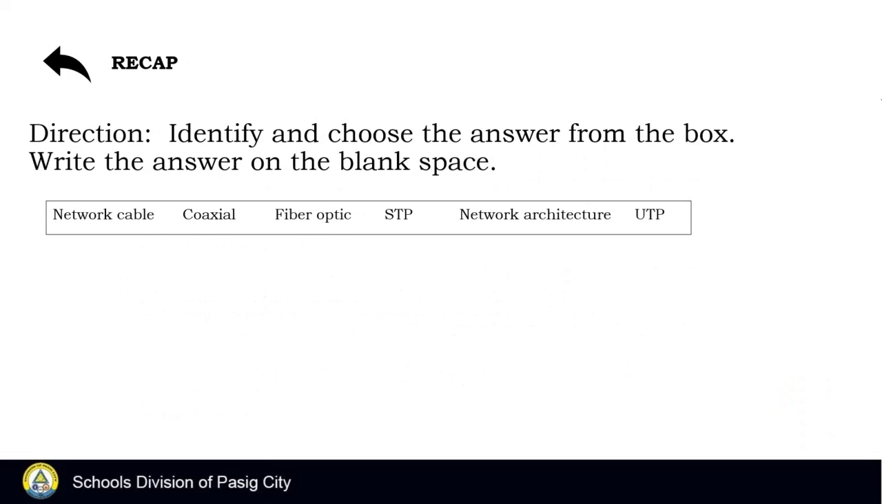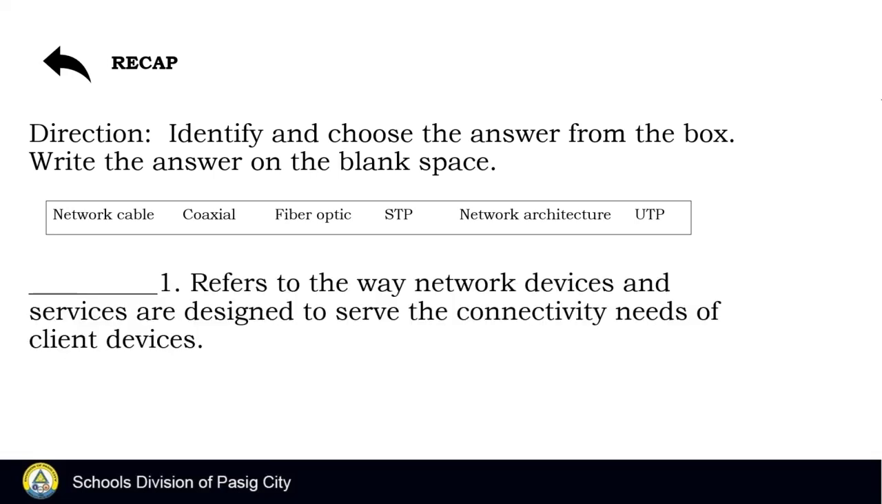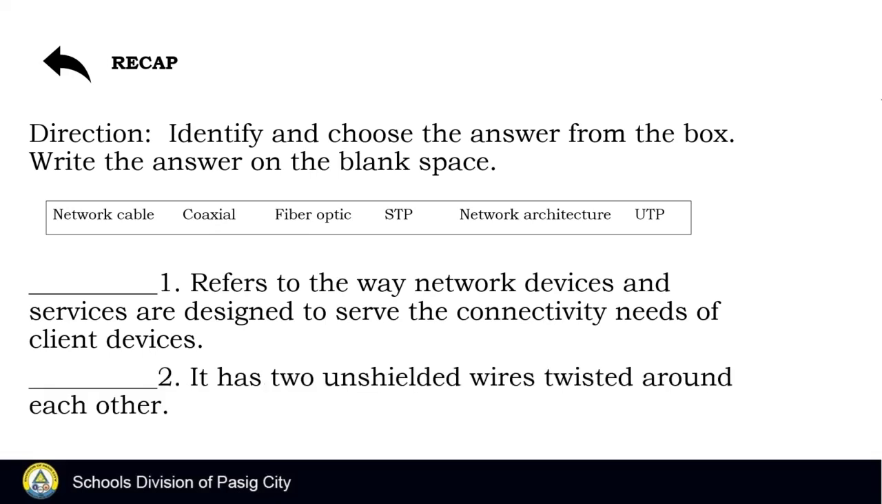Let's have a recap of our previous lesson. Direction. Identify and choose the answer from the box. Write the answer on the blank space. Number 1 refers to the way network devices and services are designed to serve the connectivity needs of client devices. Number 2, it has two unshielded wires twisted around each other.